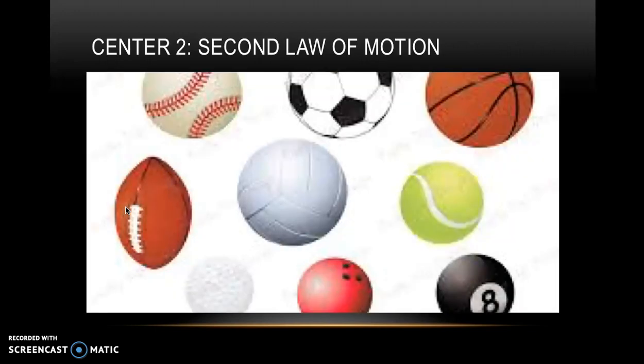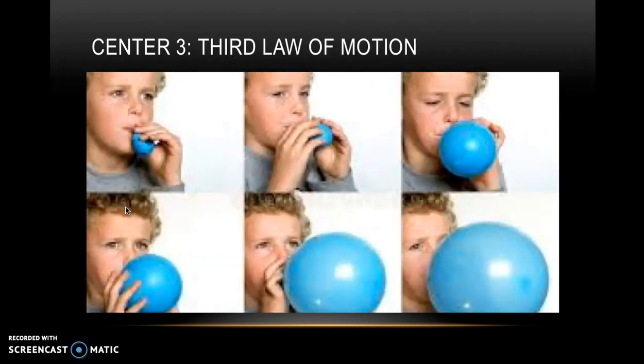In center number 2, you were pushing balls of different masses. A bowling ball, which has a lot greater mass than a tennis ball, took a lot more force to get it moving. Additionally, if you had given the same force to push the bowling ball versus the tennis ball, the tennis ball would have gone a lot further. In our third center, we blew up balloons, and without tying them, we let them go and watched them change their directions.